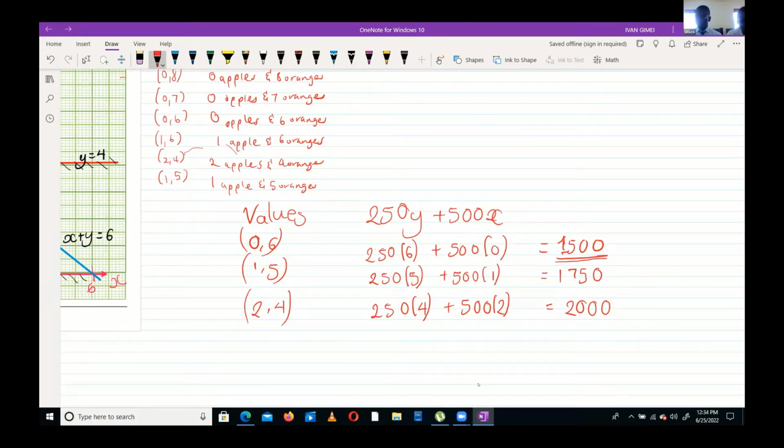Therefore, Judith needs to buy zero apples and 6 oranges, if she wants to use the least amount of money possible and buy a very big number of fruits. So this is the final answer to that question.